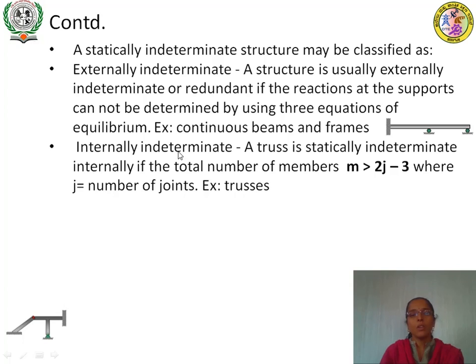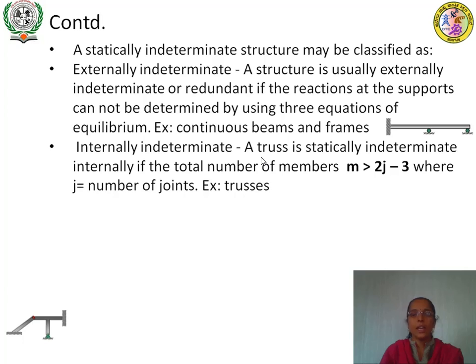Now we will go for the internally indeterminate structure. Normally a structure will be internally indeterminate only for trusses. For all the framed structures, they will normally be indeterminate only externally. But a truss has to be determinate both externally as well as internally to call it a determinate structure.